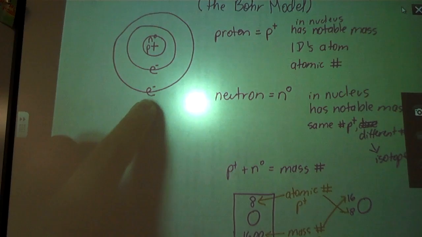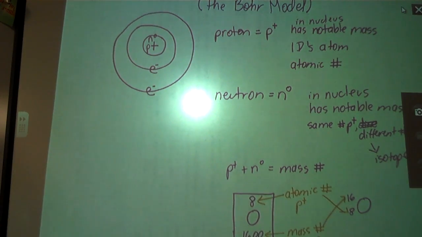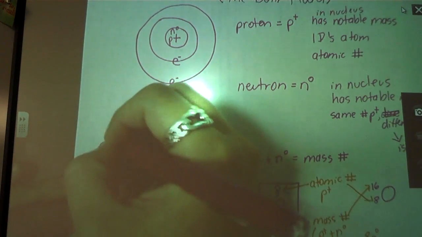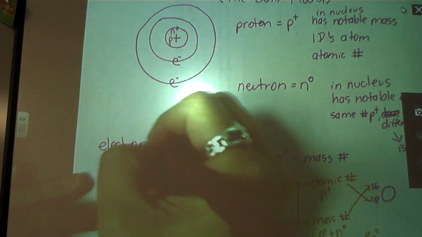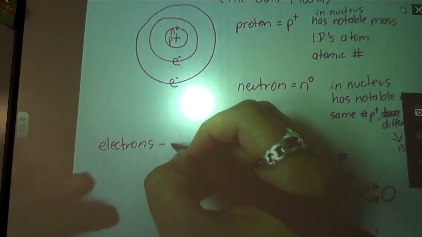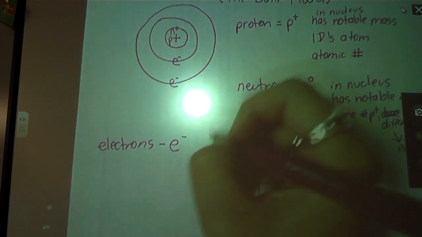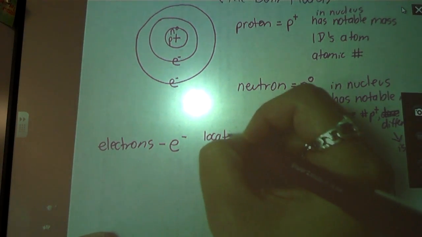All that remains are our electrons. Whenever we are talking about electrons, you will also often see them abbreviated as an E with a little negative sign above it like that, since they do have a negative charge. They are located on the outside of an atom.